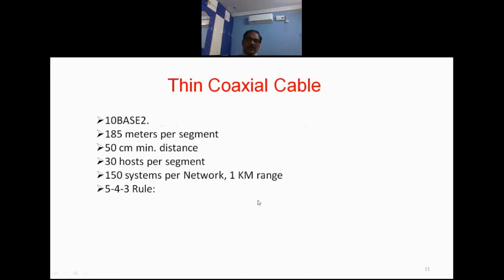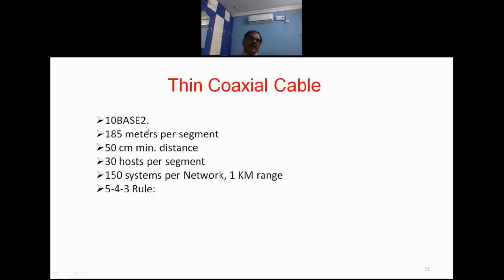It is very simple to install and easy for expansion. These are the advantages, and interference is almost zero. Because of these advantages, the bus topology prefers thin coaxial cable for small networks and thick coaxial cable for medium networks. When we come to using the thin coaxial cable, we come across a term 10 base 2. Here 10 is the speed of the communication, 10 Mbps, and it supports the baseband signal.